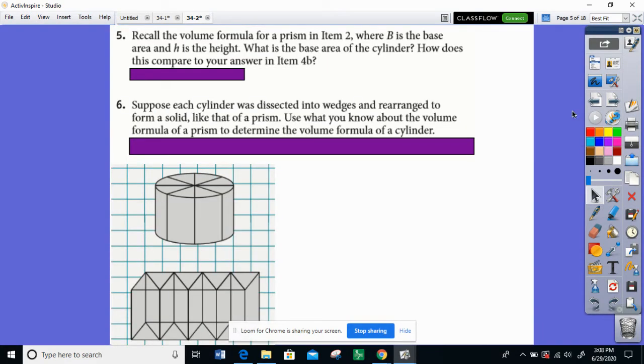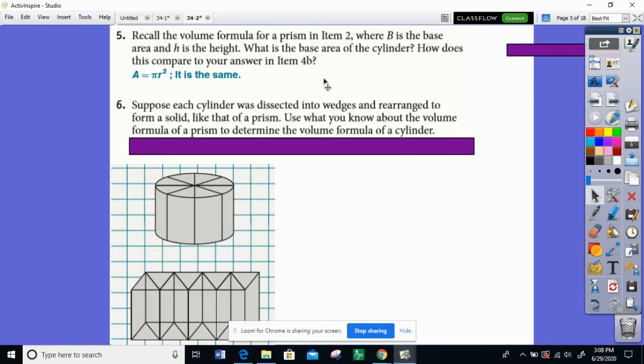So number 5 says, recall the volume formula for a prism in item 2, where capital B is the base area and h is the height. What is the base area of the cylinder? How does this compare to your answer in number 4, part B? Well, it's still pi r squared. That gives you the exact same circular area.